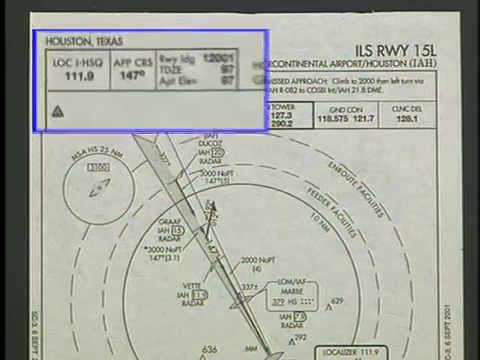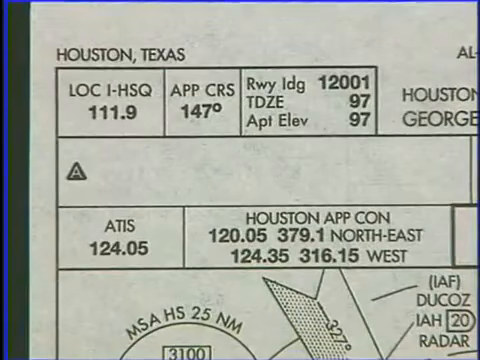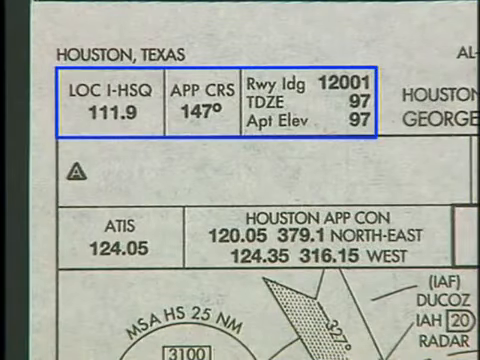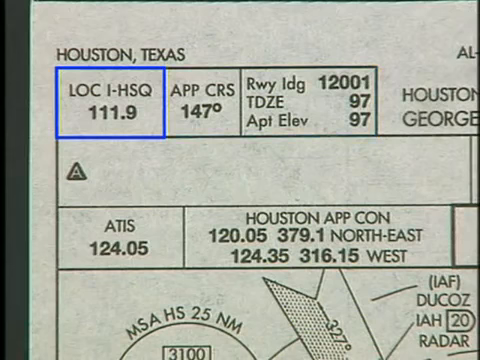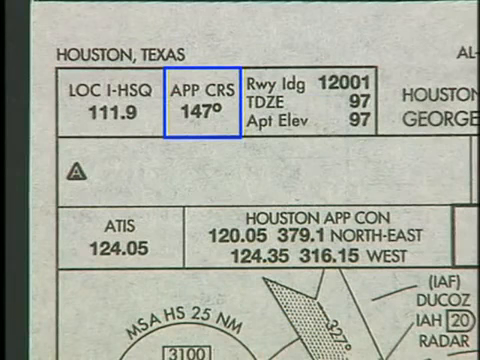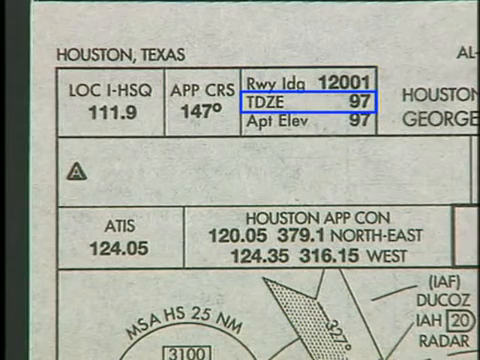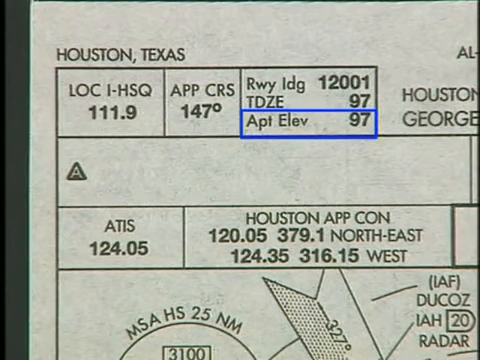A boxed row of information begins at the top left of the chart. This is the first of 3 rows in the pilot briefing information section. Information given in this top row includes the primary procedure navigation information, the final approach course, the runway landing distance available, the touchdown zone elevation, and the airport elevation.